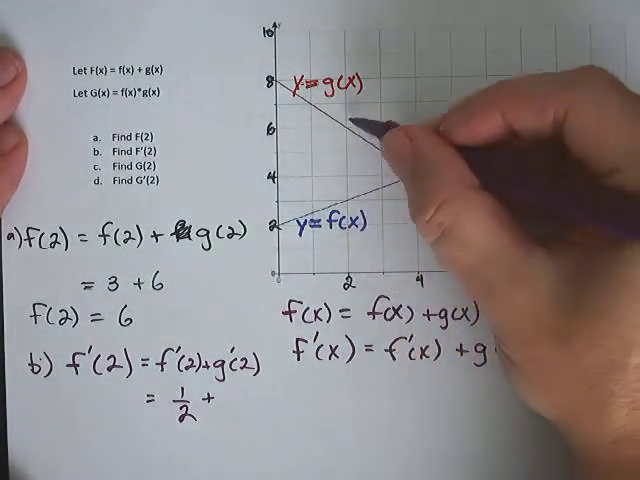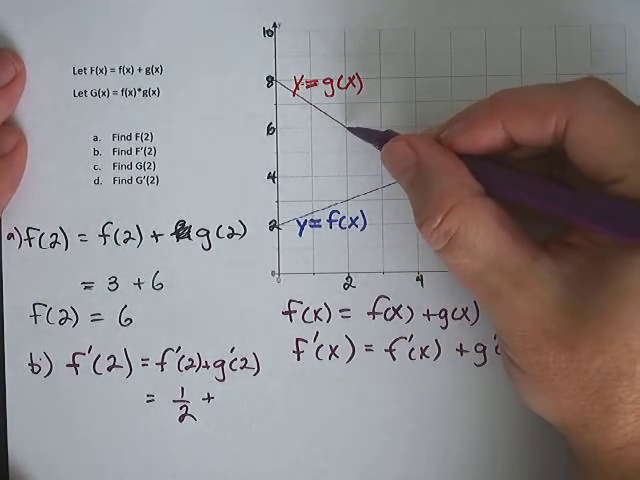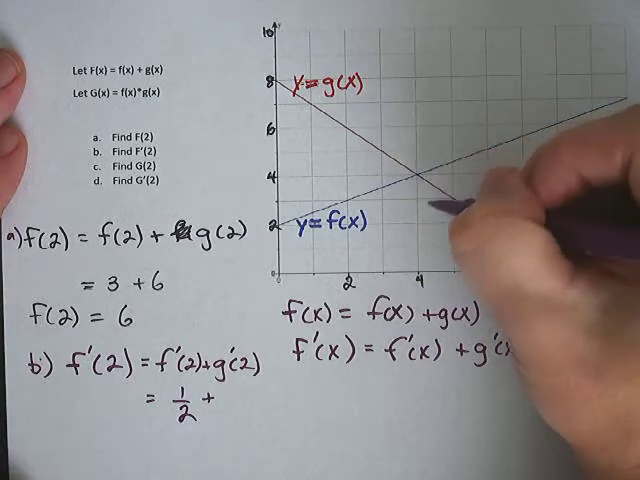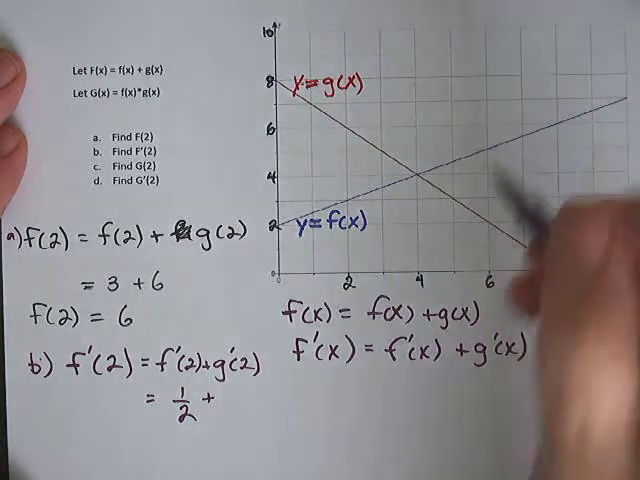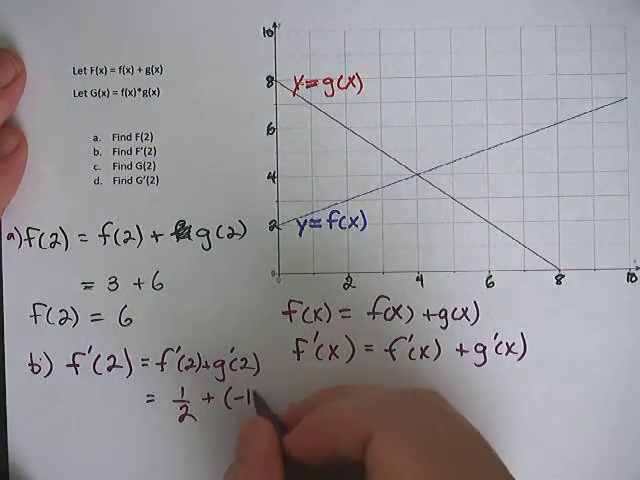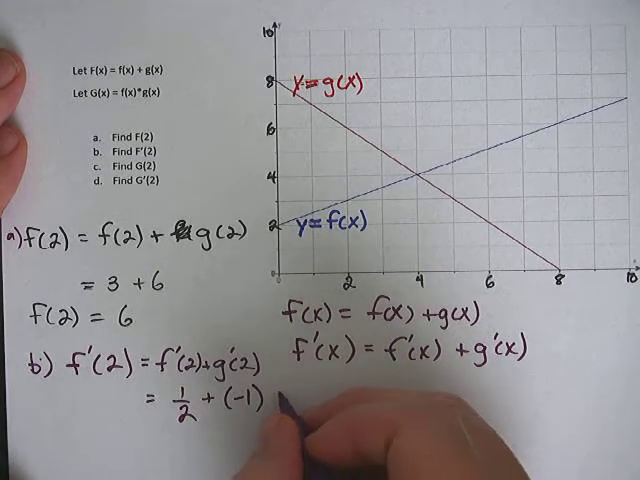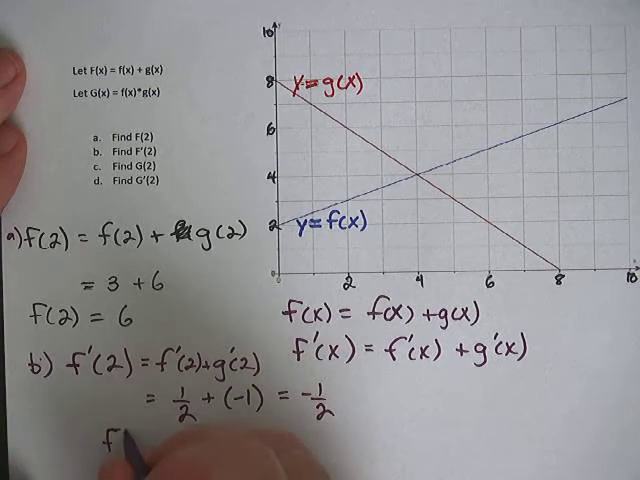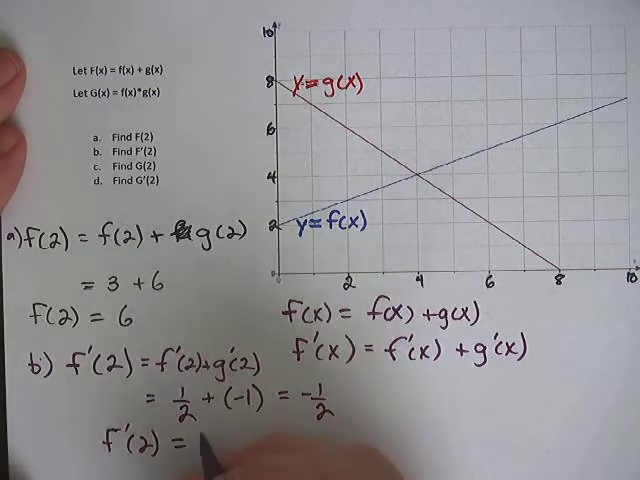So we go to 2, we look here, and now we say, what's the slope there? Well, it's going down as we go from left to right, and it looks like it's going down 1, over 1, down 1, over 1. So the slope is negative 1. So plus negative 1, which is going to be equal to negative 1/2 when we put those together. So capital F prime of 2 is equal to negative 1/2.